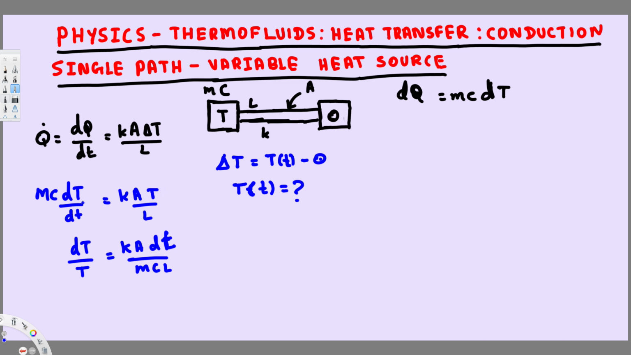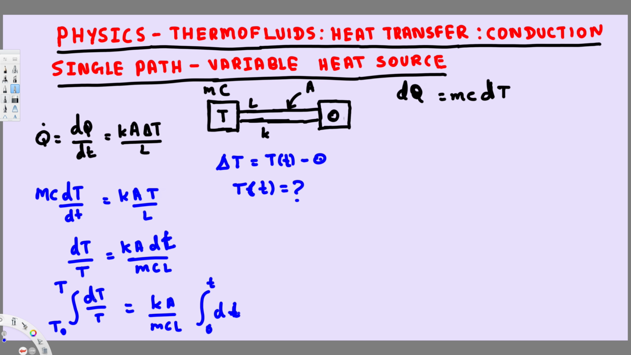And now let's do the integration. dT over T, and this is going from initial temperature to whatever the final temperature we have, right? So initial temperature to final temperature. On the other side we are going to have kA over mcL, and we can integrate this time dt, and this time is 0 to whatever the time it is. So this is going to be 0 to t.